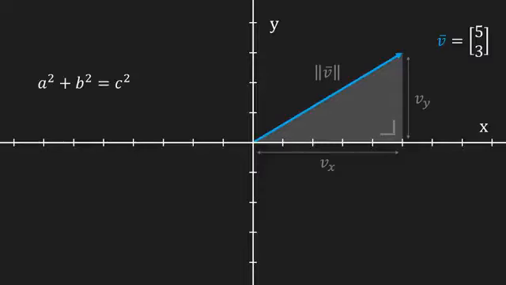We can now replace a, b, and c with our vector's components and the vector's length. We'll swap the left and right side of that equation. We'll take the square root of either side of the equation, and now we've got our expression for the length of a 2-dimensional vector. If we fill in the components of that vector in this case, we can calculate that this vector's length is equal to 5.83 and a bit.